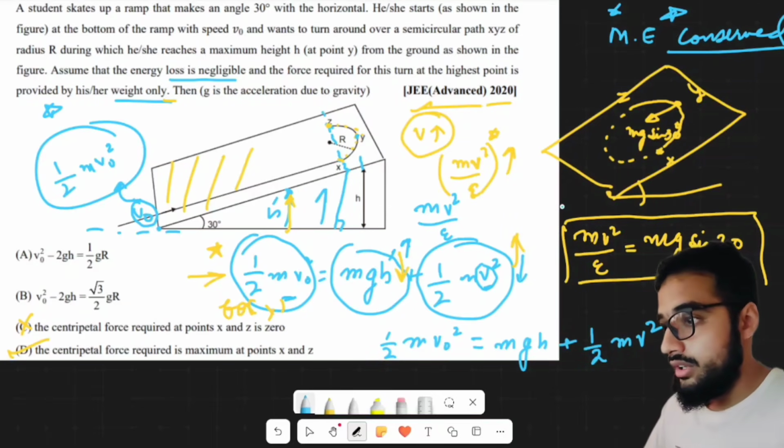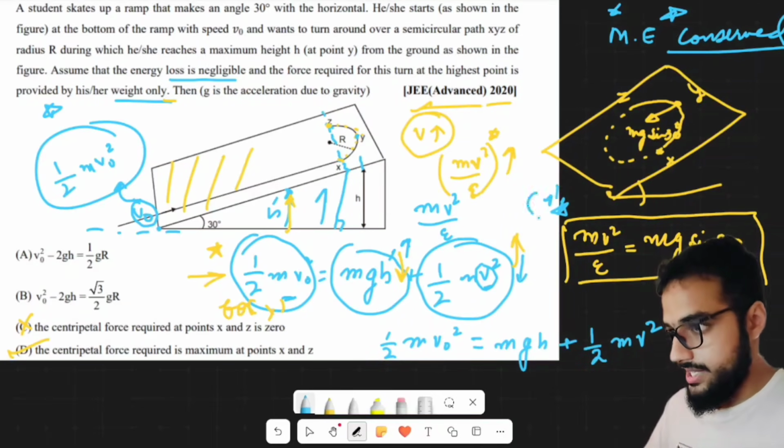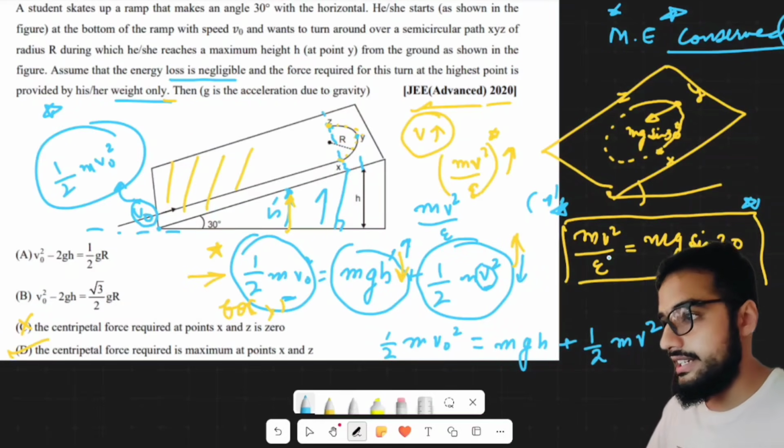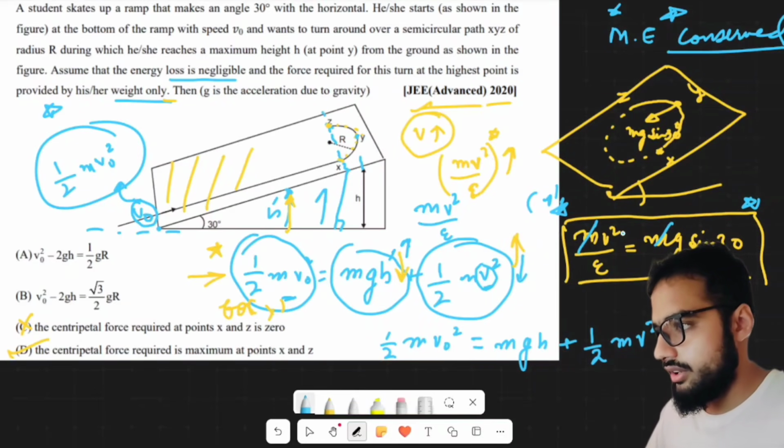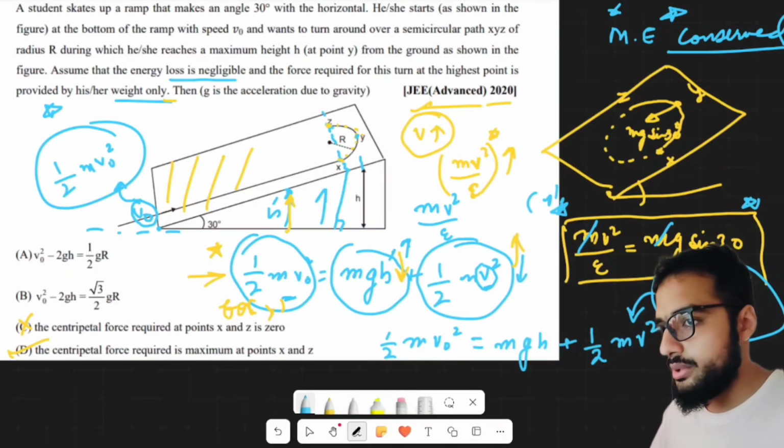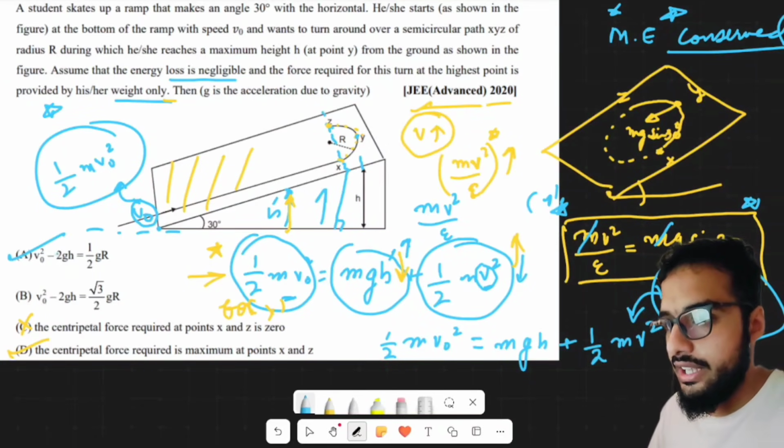But we know for the point y, this equation also holds, because it is given that the centripetal force is provided by gravity. From here you can replace v square, the velocity at that point, by gr by 2, because sine theta is 1 by 2. So if you put that in this equation, you are going to get option A directly.